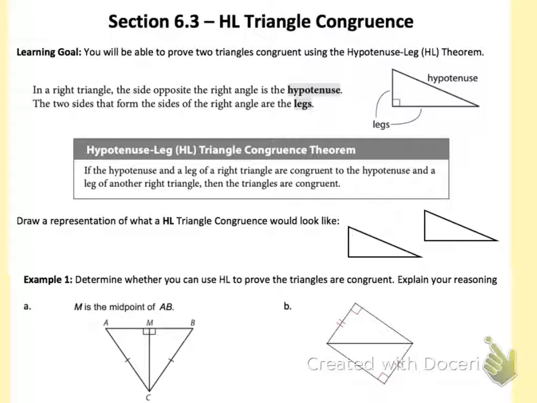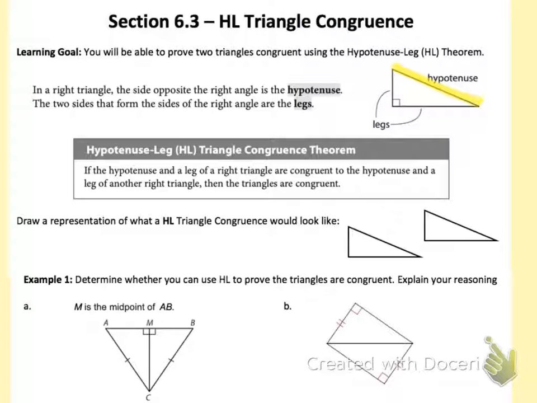Okay, so you will learn to prove two triangles congruent using the HL congruence theorem in this lesson. In a right triangle, the side opposite the right angle is always called the hypotenuse. We've talked about the Pythagorean theorem in class this year. We reviewed it when we did distance in the coordinate plane. And we said that in a right triangle, there are special names for parts.